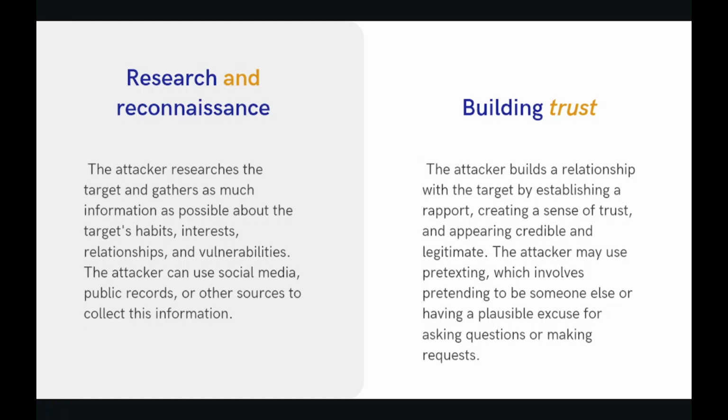In order to build trust with the target, the attacker may use a variety of techniques such as establishing a rapport with them, appearing credible and legitimate, and creating a sense of empathy and sympathy. The attacker may also use pretexting, which involves creating a false identity or pretending to be someone else in order to gain the target's trust.